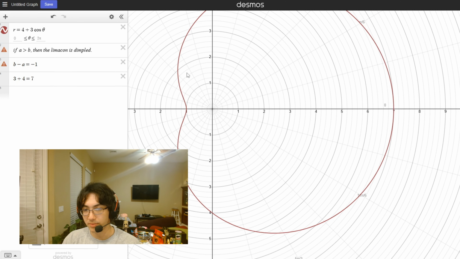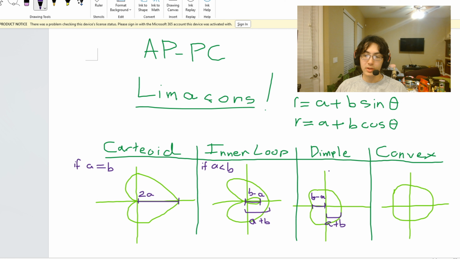So now let's go update the Word document. I'll do that real quick. So here we have it. B minus A would equal the diameter of the dimpled area, and then A plus B would equal the diameter of the area not in the dimpled section. Last but not least, let's move on to the convex.